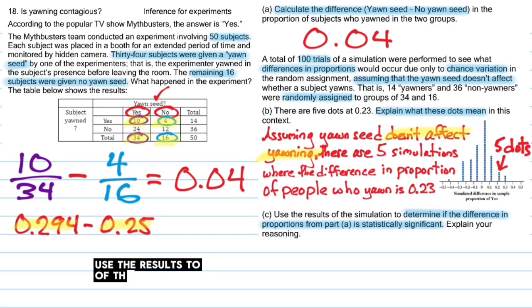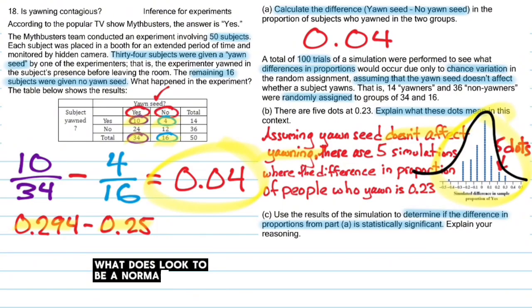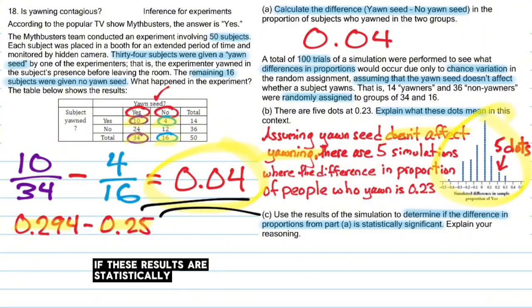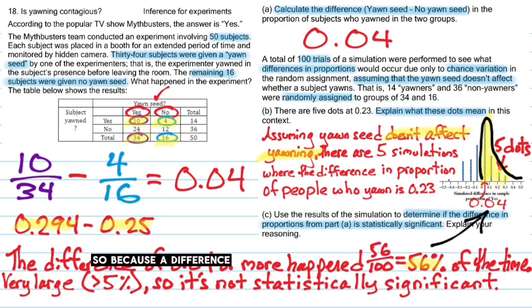Use the results of the simulation where now software gave us all of these different results, all of these different proportions. We got 0.04 from the main iteration of this study. And we are now seeing that software has given us what does look to be a normal distribution. So we are trying to determine if these results are statistically significant. And here we go. So because a difference of 0.04 or more happened 56% of the time. That's what you had to observe from this table. That is unfortunately very tiny, but I'll highlight it right there.